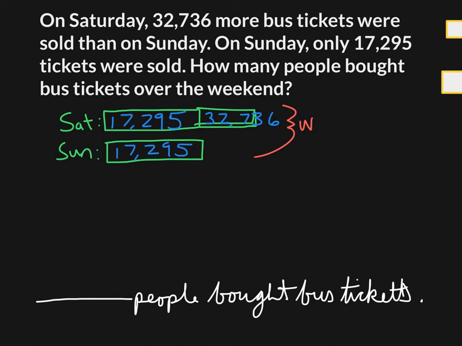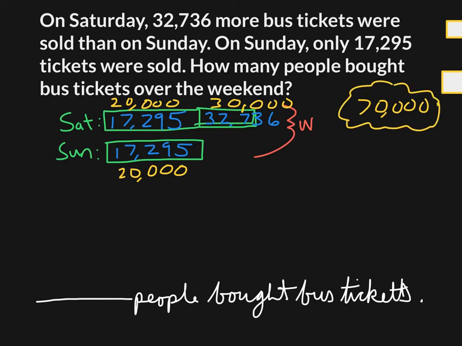Now, when I look at 17,295, I'm thinking, well, that's about 20,000 if I round it to the nearest 10,000 place. So Sunday is about 20,000 as well. And then this extra amount here, the 32,736, that is about 30,000. So I can add 30, 20, and 20 pretty quickly in my head. When I add the 3 plus the 2 plus the 2, that ends up being 70,000. So now I can keep that number in my mind, and I know that my answer should be about 70,000. Not exactly, but in that ballpark.